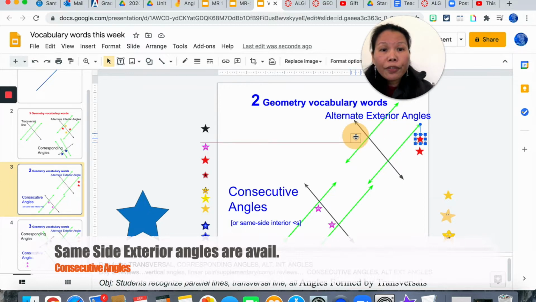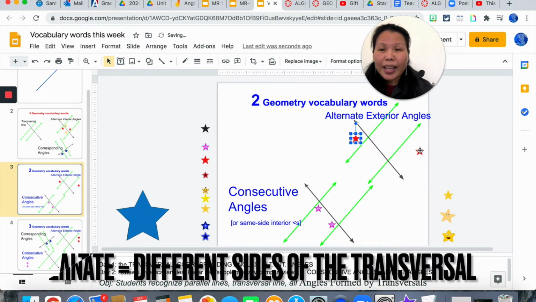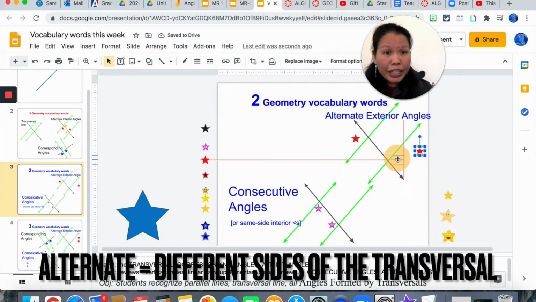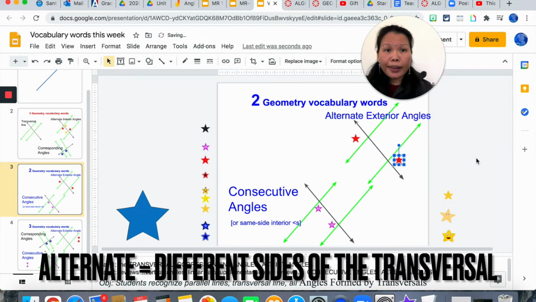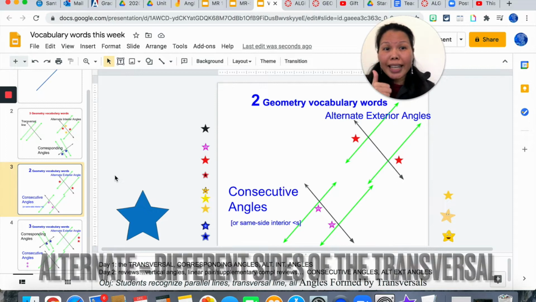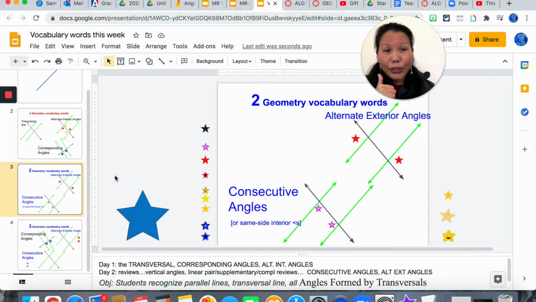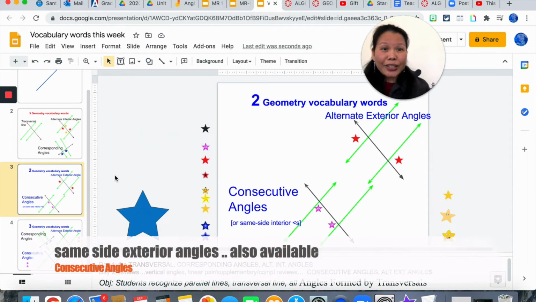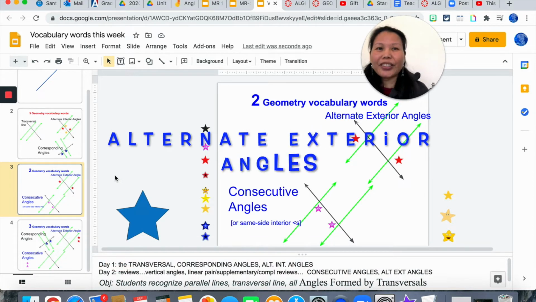Alternate means on different sides of the transversal, and exterior means on the outside of the two green lines that we have. Go ahead and say the word for me. Consecutive angles. Good. Alternate exterior angles. Good.